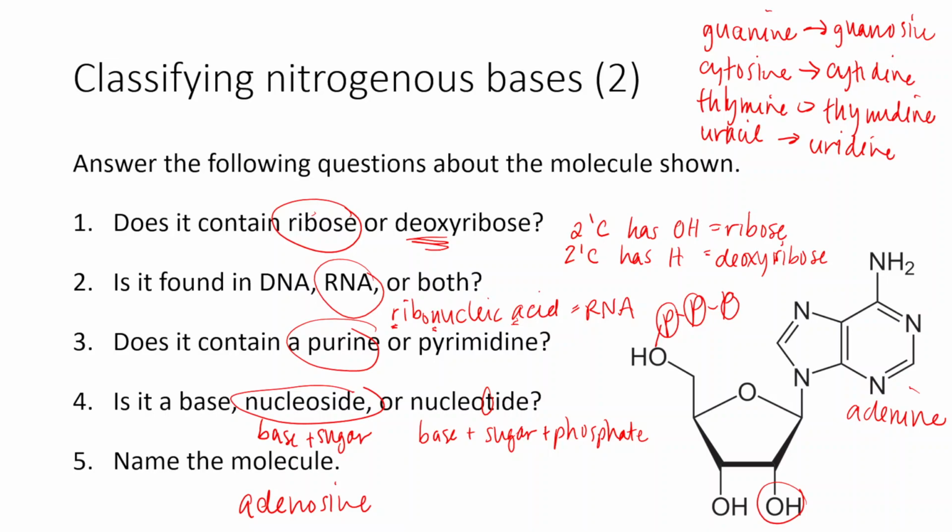Exactly, yeah. So if you had 3 phosphate groups here, you would call it adenosine triphosphate. So when we name the nucleotide, we use the name for the nucleoside and we add on how many phosphates are there. Does that make sense for everyone? Yeah.